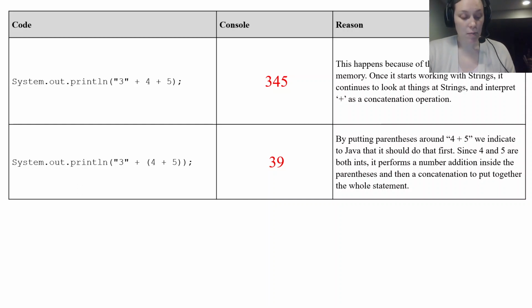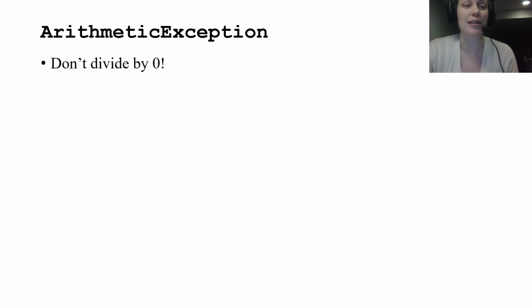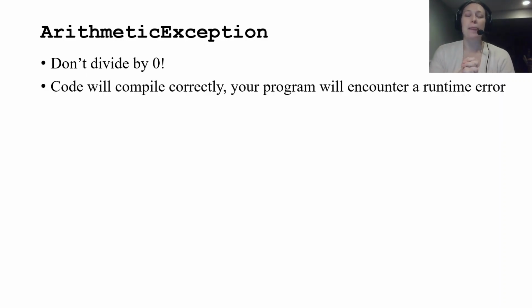Okay, let's move on to the next type of thing you have to look out for when you're doing arithmetic expressions. And that's going to be division by 0. Okay, don't divide by 0, right? We don't allow it in math class. We don't allow it in Java. It will protest largely. But the thing is, it'll compile fine. But when you go to run it, that's when your program will crash.